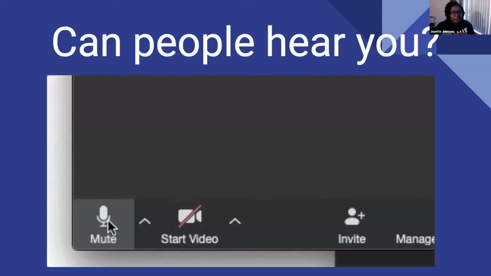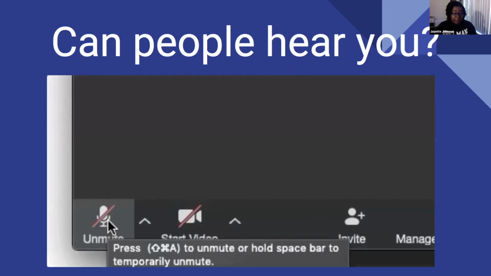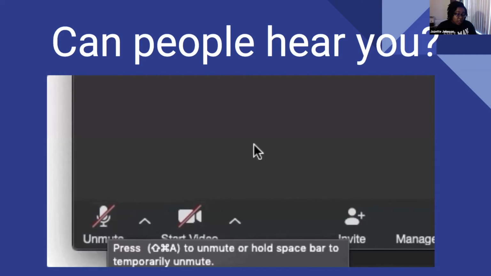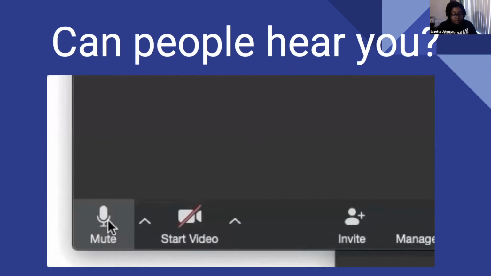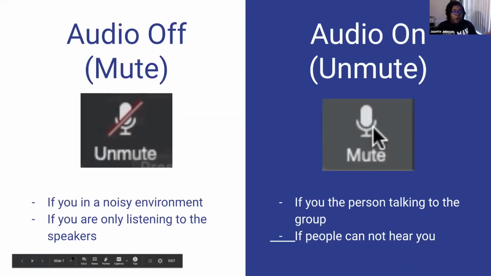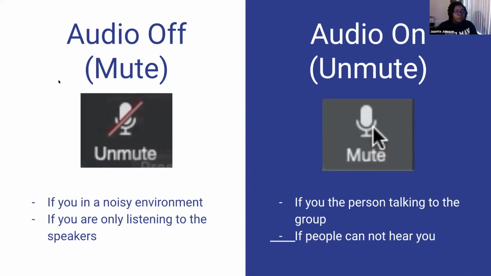So can people hear you? This is a GIF that basically shows how someone can mute and unmute themselves just by clicking the button. So that's what the button looks like. So audio off, mute. When you're muted, it's going to say unmute, but there's going to be a red cross, basically saying that the microphone is off.